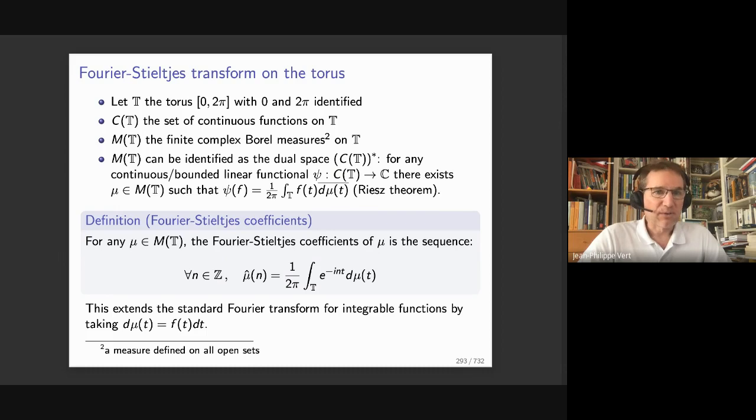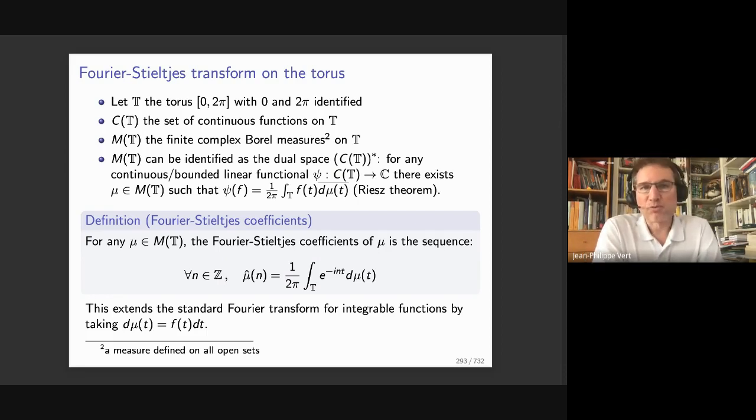Right, and so we can characterize all such measures in M of T as the continuous linear functions from C of T to the set of complex numbers, or we'll just use real numbers here. Right, in the sense that for any continuous linear functional from C of T to R, there exists a measure mu such that the integral of f of t d mu of t is equal to the linear functional. And this thing is called the Riesz theorem. All right, so this is the Fourier transform.